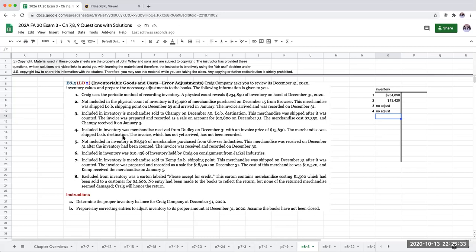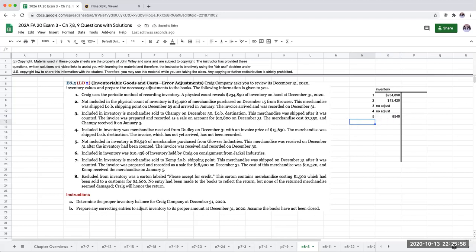Okay, so not included in inventory is $8,540 of merchandise purchased from Glauser Industries. The merchandise was received on December 31st. After we had counted, the invoice was received. So this should be in inventory. So I'm going to go ahead and adjust this here for $8,540.